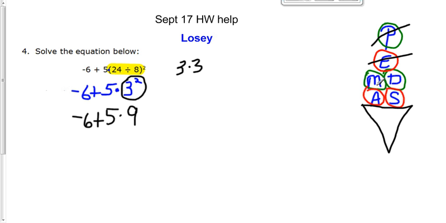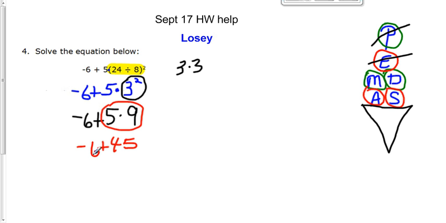Now following order of operation, I have multiply and divide. Well, here I go right here. I have 5 times 9, so I got to do that first. 5 times 9 is 45. Guys, your problem needs to look just like it does up above it. It should just get smaller and smaller.